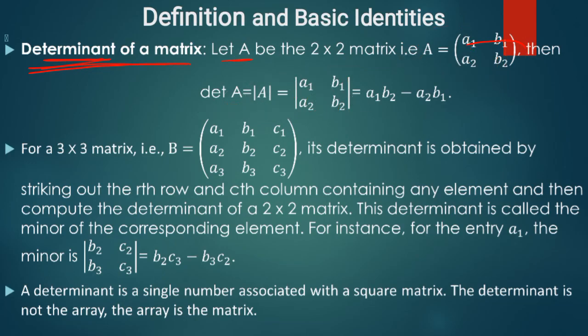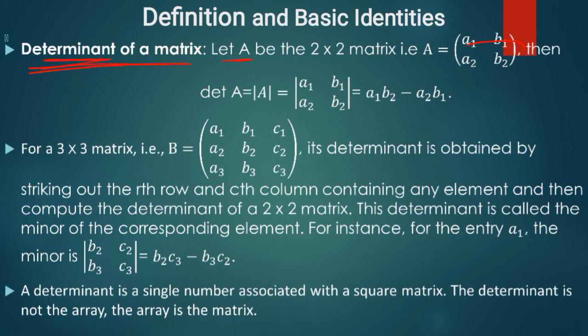The rule is that if you're looking for the determinant of a 2 by 2, you simply multiply diagonally this way. That's A1 times B2, and subtract the multiplication this way. Did you get that? You multiply this way first, and then subtract the multiplication this way. That's how you find the determinant of a 2 by 2.